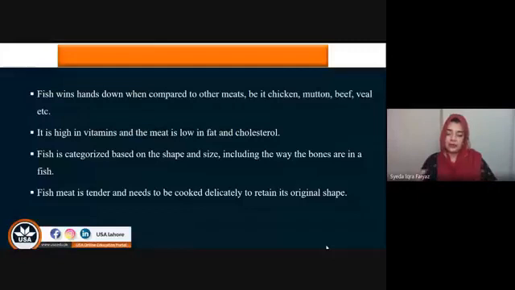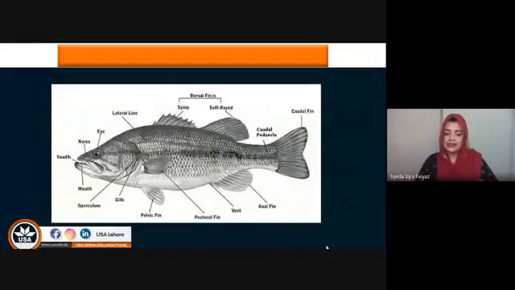Now on your screens you can see a picture of a fish, and this is the labeling of the fish that you need to understand. Remember that in your final exams you might be asked to draw the picture, or fill in the blanks, or label the picture of the fish. So you need to be able to understand what it is.